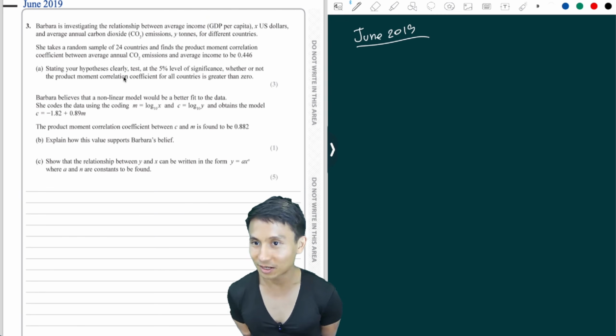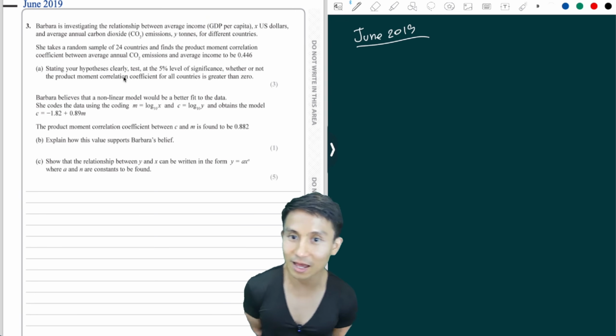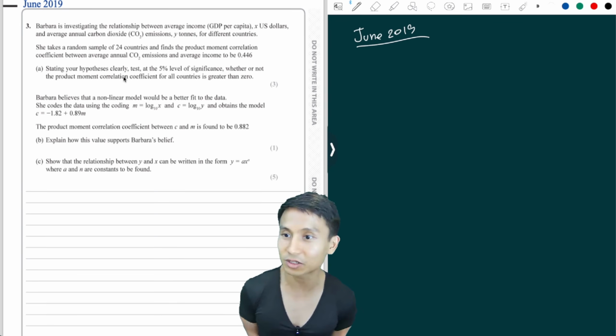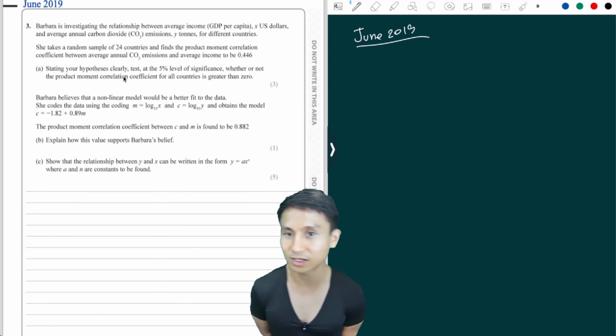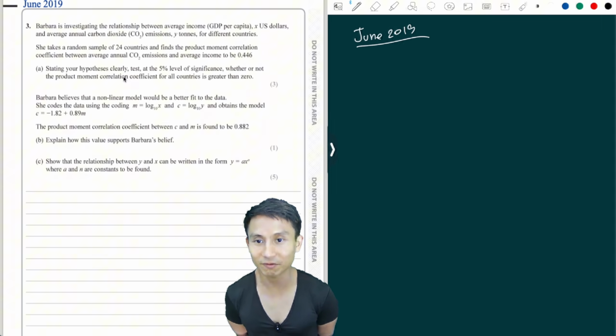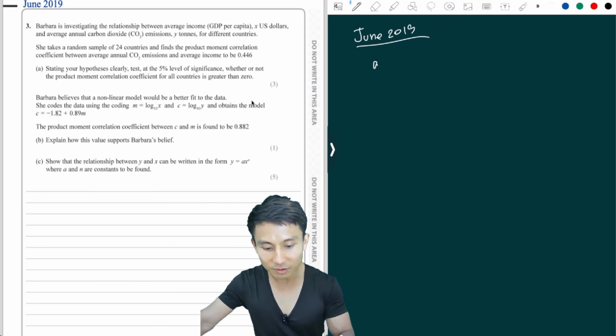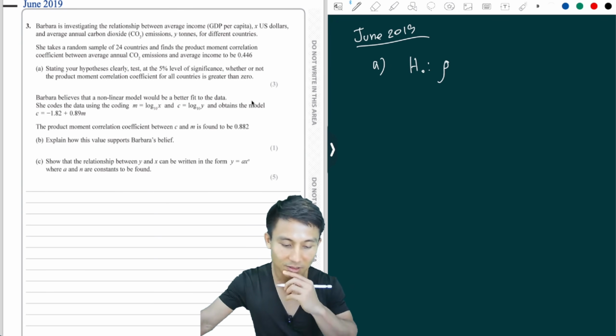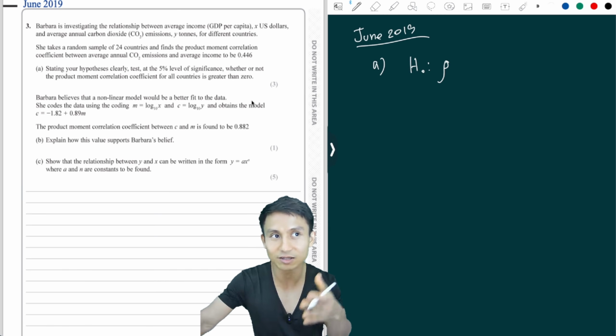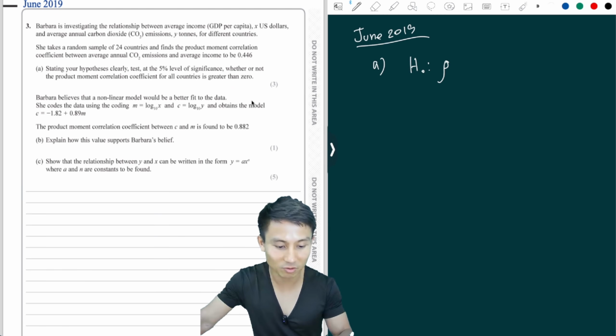So let's go. She takes a random sample of 24, and the product moment correlation coefficient is 0.446. State your hypotheses clearly, and test at the 5% level of significance whether or not the product moment correlation coefficient for all countries is greater than 0. For product moment correlation, it's quite straightforward. You just write rho, which is the r basically, so H0 is rho equals 0, and H1 is rho greater than 0.